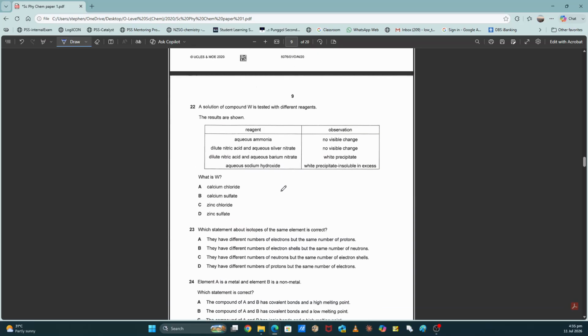Okay, number 22 is a typical QA question. For QA questions, you need to get the reference from your qualitative analysis notes. Let me pull it out.